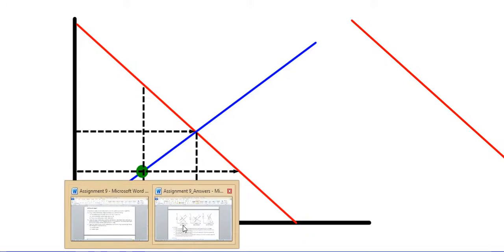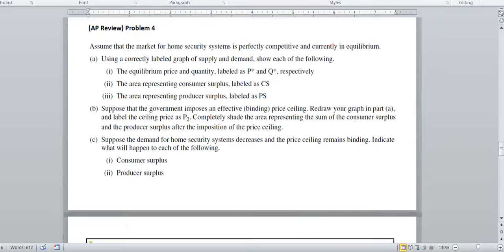Now it's asking us to suppose the demand for home security systems decreases. So if the demand, not the quantity demanded, but the demand, which means that the demand curve is going to shift. And if the demand decreases, it's going to shift to the left. And the price ceiling remains binding. Indicate what will happen to each of the following.